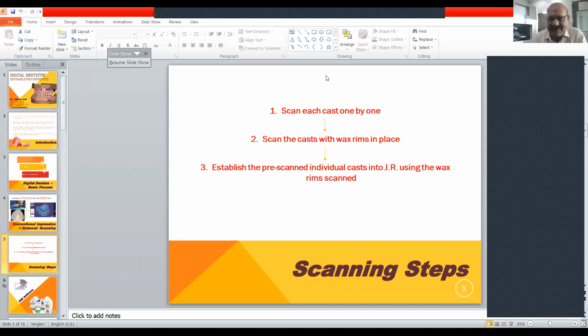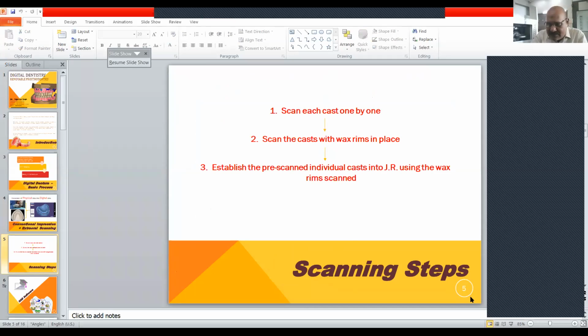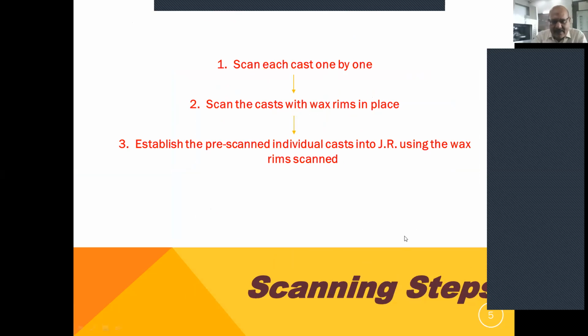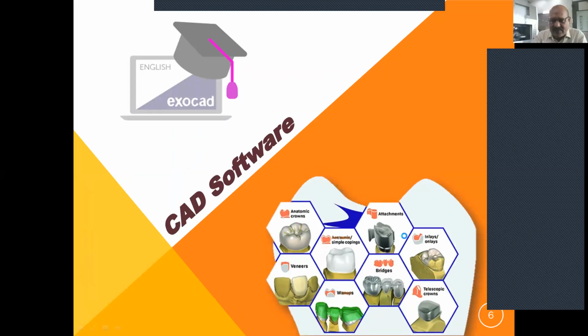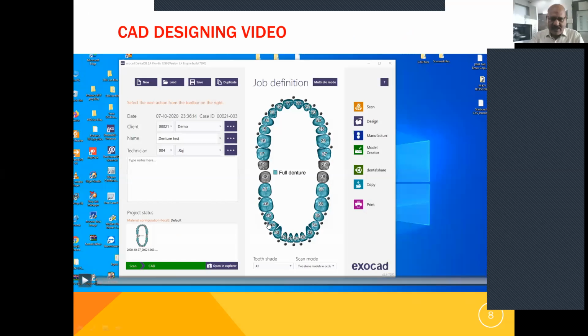Whatever reasons, anyway. Scan each cast one by one. Scan the cast with wax rims in place. Establish the pre-scan individual cast into the jar using the wax rims. Okay, we go into the CAD software, the full denture module. And this is the process we start.